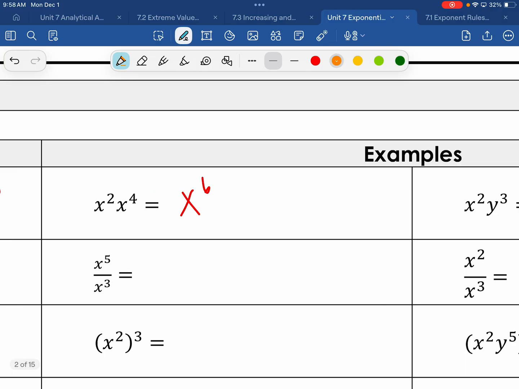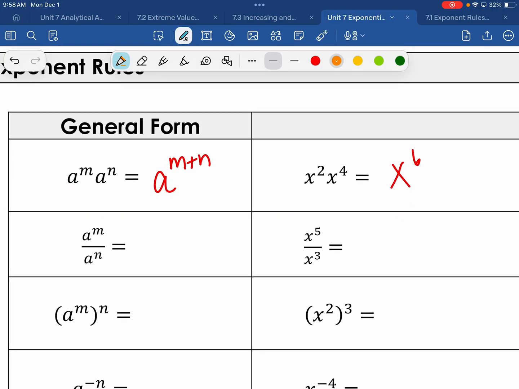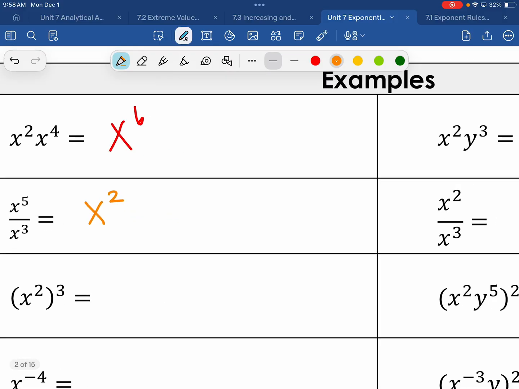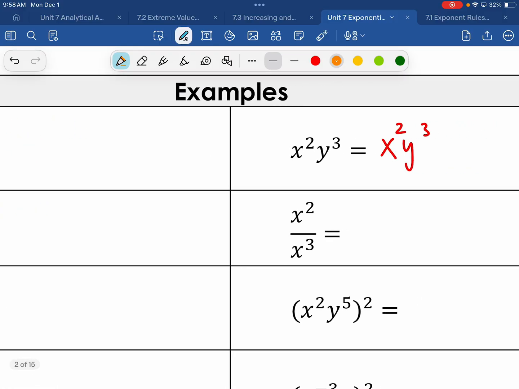The next exponent rule is when you are dividing, what do you do to your exponents? Subtract. And you are going to subtract the bottom one from the top one. So x^5 divided by x^3 is going to be? x squared. And x squared divided by x^3? 1 over x. So technically, 2 minus 3 is negative 1, and we're going to write that as 1 over x.